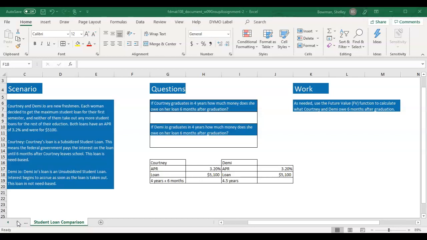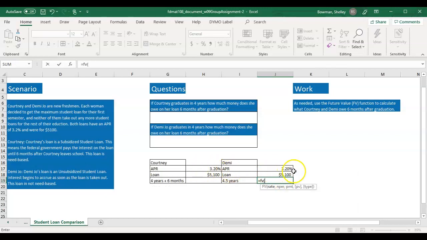And even though Courtney is in 4 years and 6 months as well, she doesn't have any sort of accrued interest on it because, as we've read, she doesn't have to pay anything until 6 months after she leaves school. So let's actually work on Demi's first because I think hers will be a faster and easier calculation. The first thing we want to do is find the future value of something.